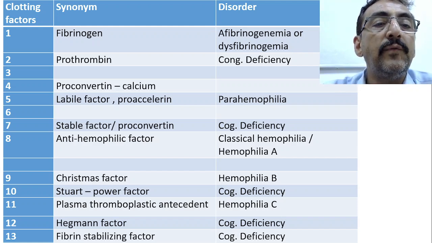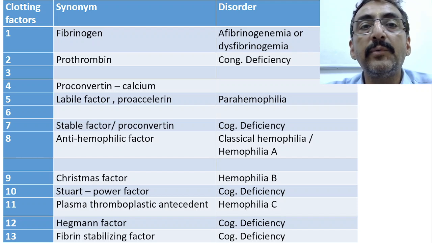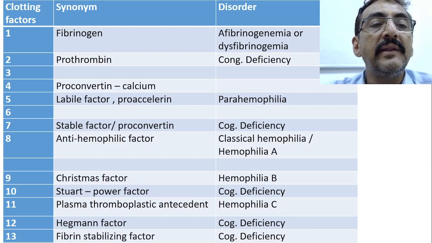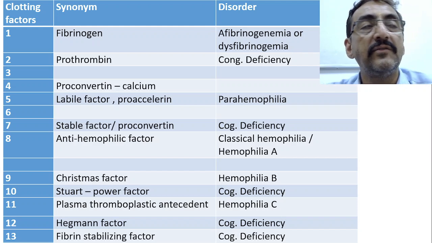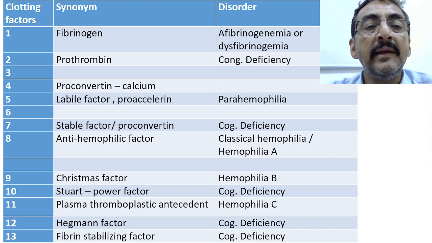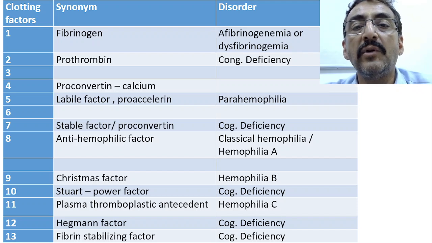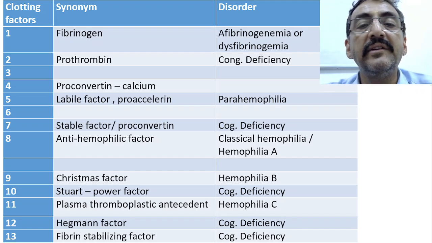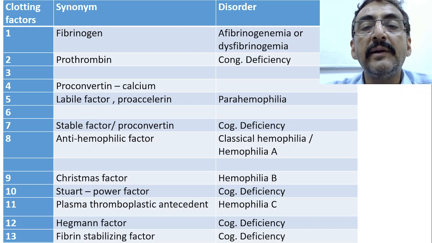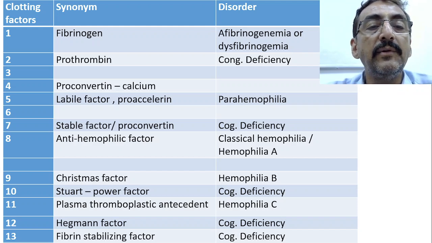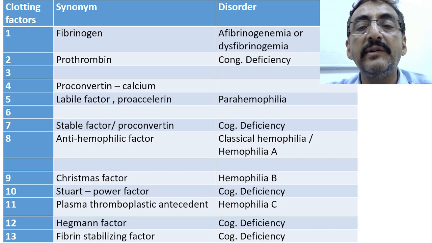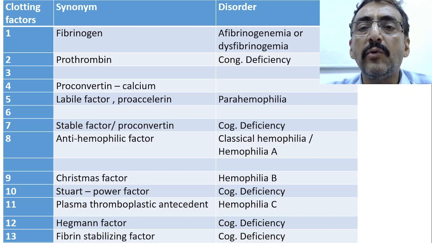And then comes the fourth one, that is proconvertin. Proconvertin is also called calcium. Then comes the fifth one, the labile factor. It's also called proaccelerin. Deficiency of this labile factor or proaccelerin will cause a condition called parahemophilia, that we will discuss later. Seventh one is a stable factor, or it is also called proconvertin, and that also leads to coagulation factor deficiencies.